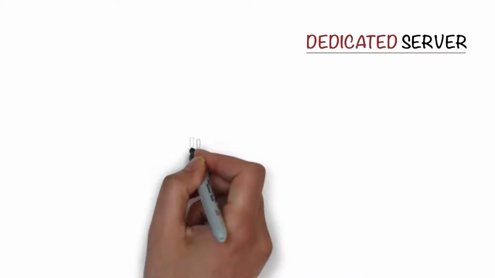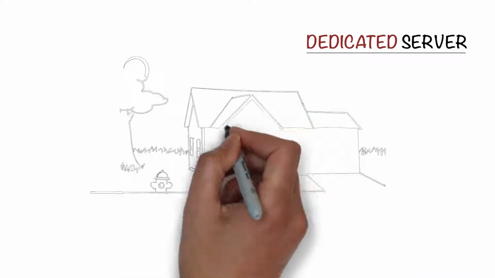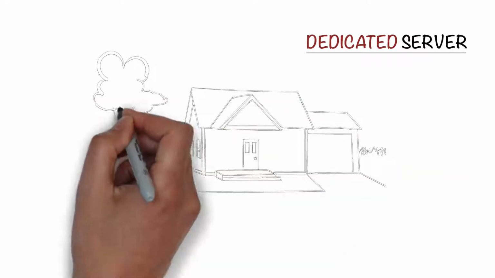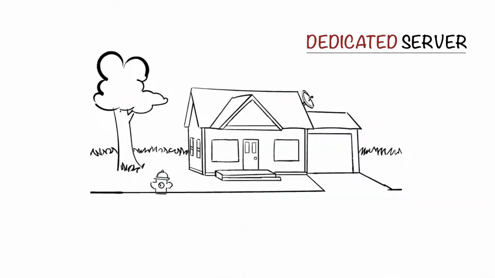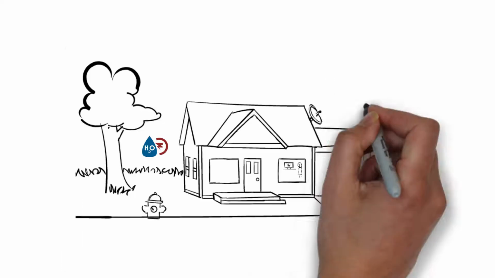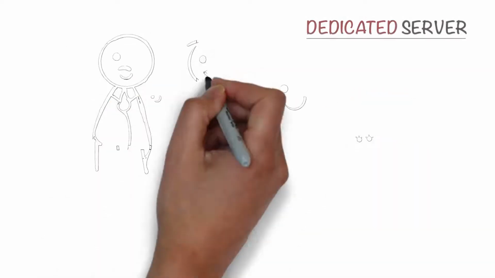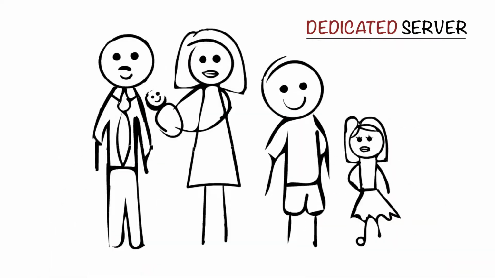A dedicated server, which is a more stable option, is like buying a house for your family. You own the building and the land it sits on. It has its own water, electricity, and utilities, and you get exclusive use and do not have to share with anyone else. However, all upkeep and maintenance is your responsibility. If your family grows, you will need to pay for a home addition, or even purchase a larger home altogether.